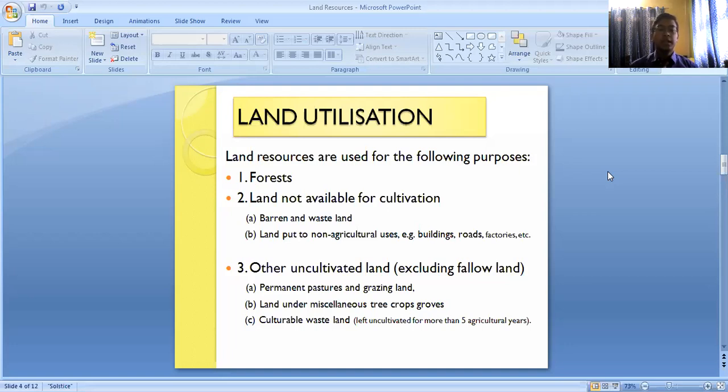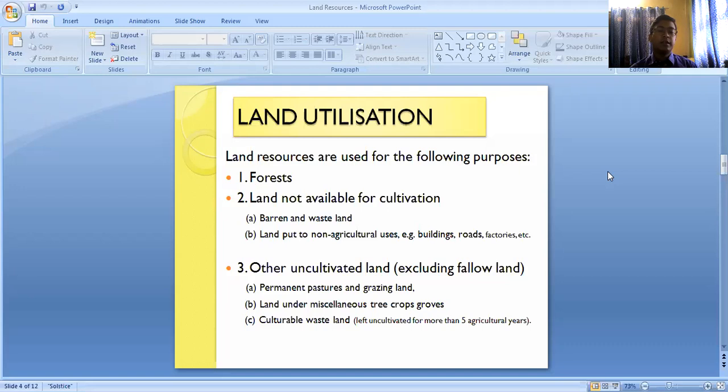The next is the land not available for cultivation. That means there is also a percentage of land resources which is not suitable for agricultural purposes. For example, the rocky areas, the polluted areas, which cannot be used for agriculture. So it comes under the category of the barren and the wasteland. The barren and the wasteland basically include the rocky areas of the mountain regions, the polluted areas, or the areas which are degraded. They come under this barren and wasteland category.